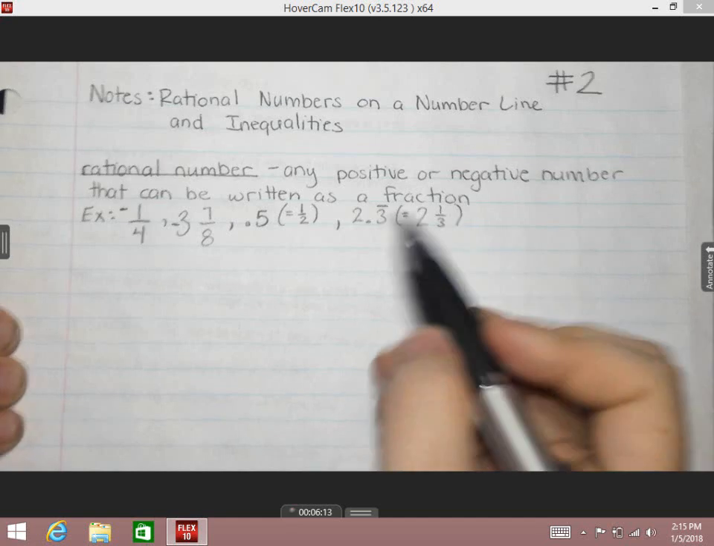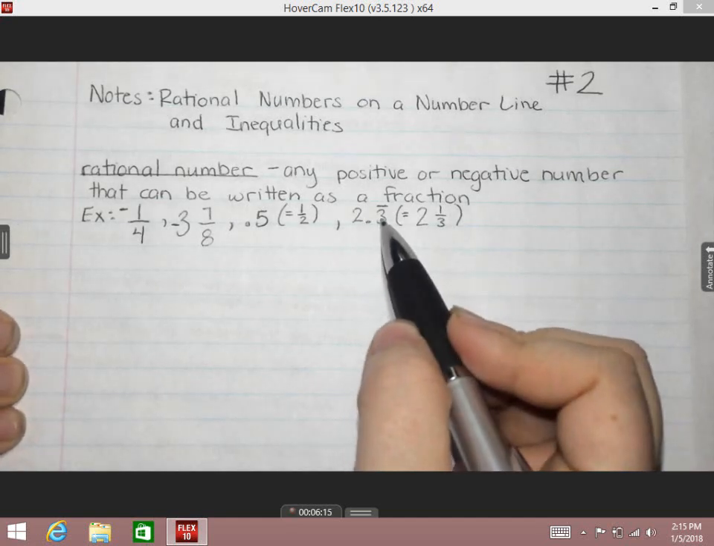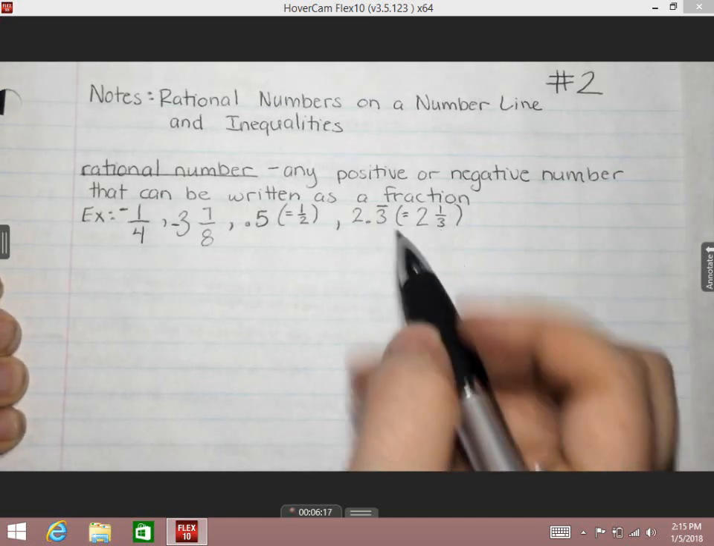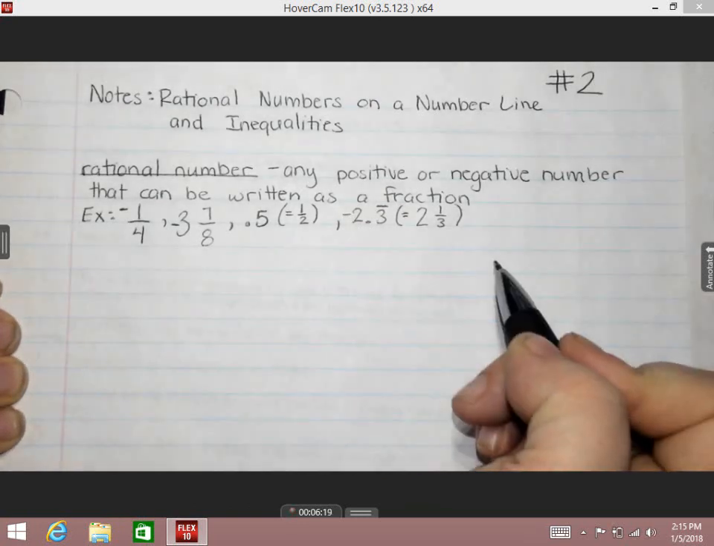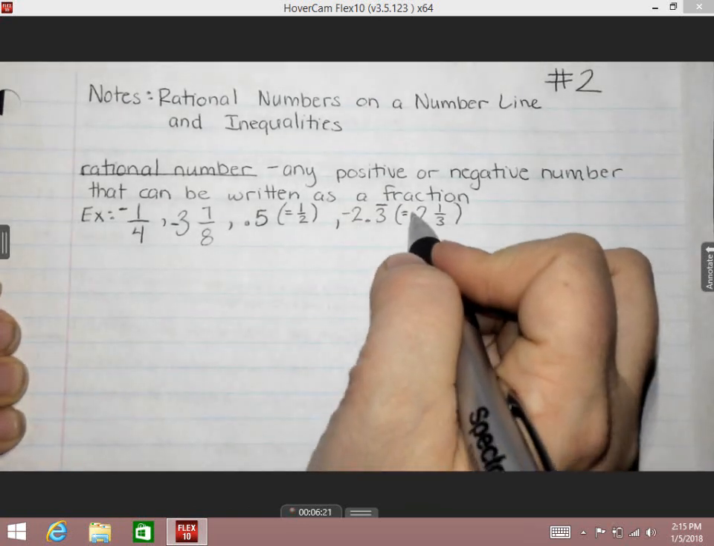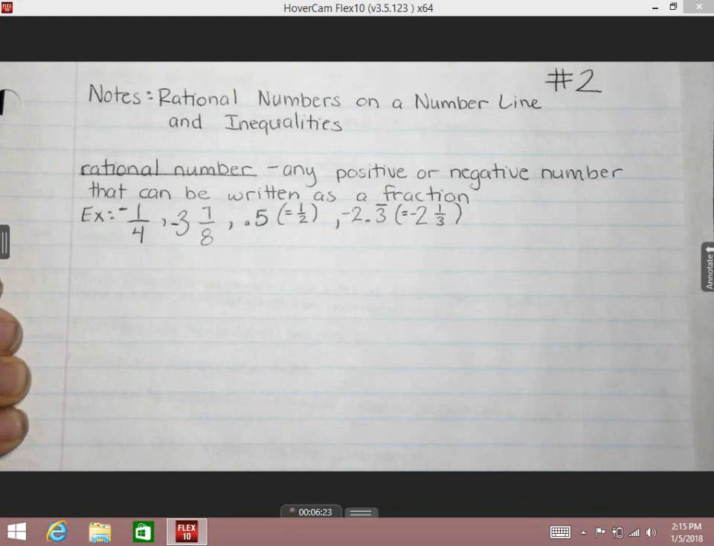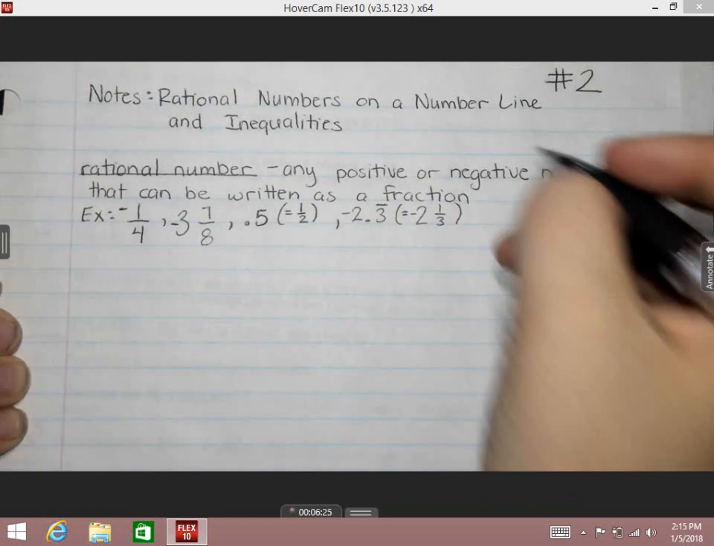So 2.3 with a bar is the same as 2 1/3. We could also make that a negative 2.3 with a repeating 3, and that would make it negative 2 1/3.